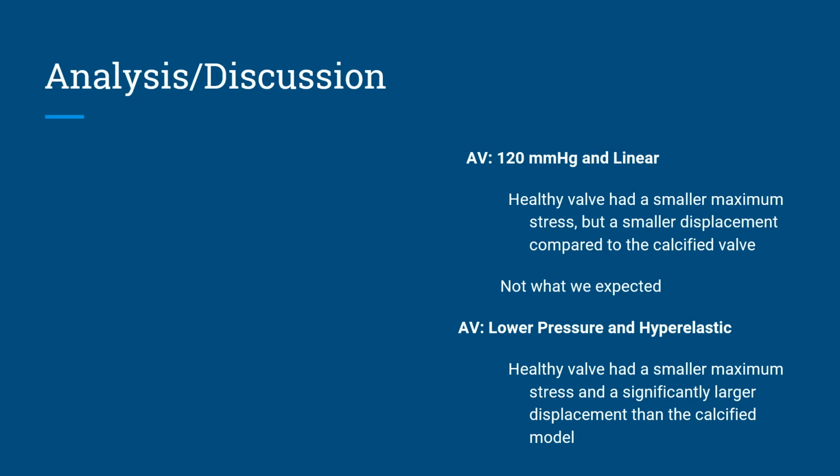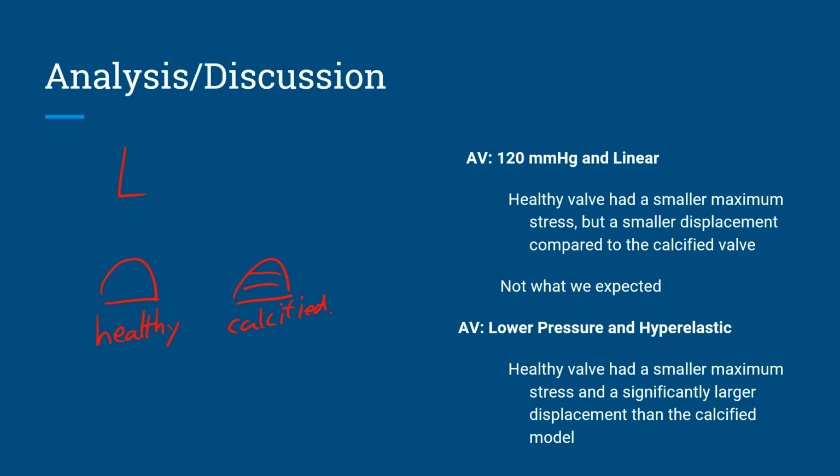Now let's look at the healthy and calcified aortic valves that were represented as a linear material in diastolic phase in the COMSOL model. The healthy valve had a smaller maximum stress, but it also had a smaller displacement compared to the calcified valve. This is not what we were really expecting to find, and future research could go into finding why this happened for our model.